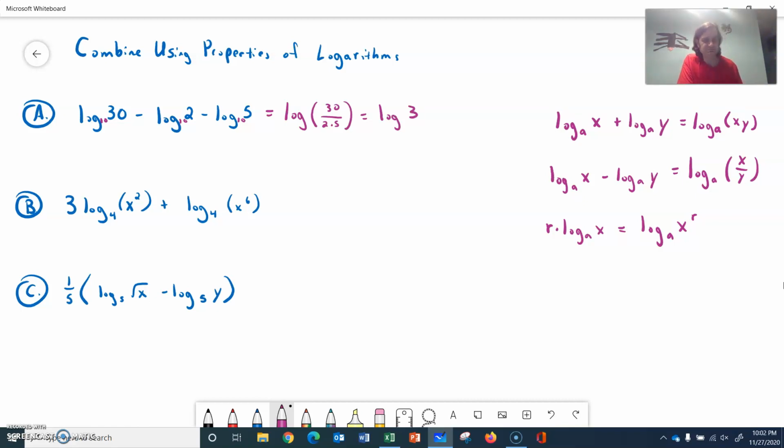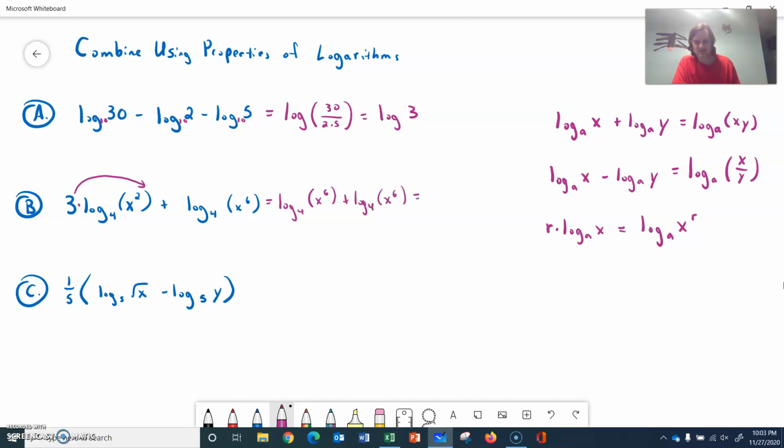The next one, b, is 3 times log base 4 of x squared plus log base 4 of x to the 6th. The first thing we're going to do is use that exponent rule to bring the 3 in out front. So that'll be log base 4, and if we raise x squared to the cube, it'll be x to the 6th, plus log base 4 of x to the 6th.